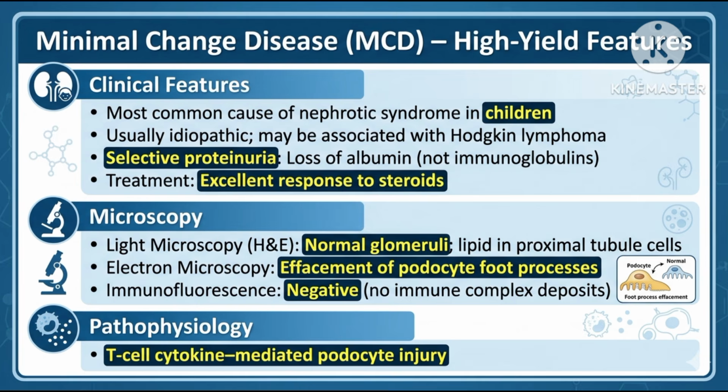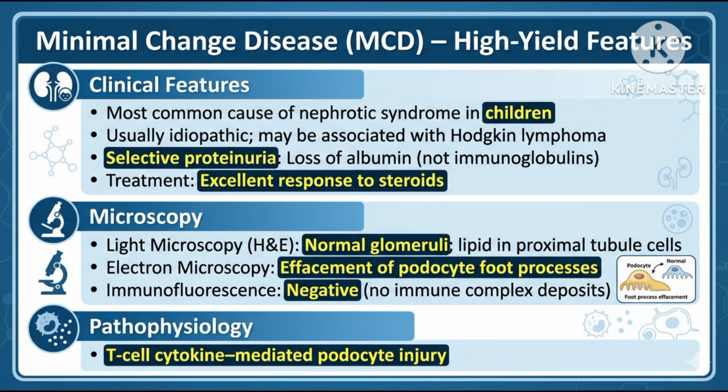7 things you should remember about minimal change disease. It is the most common cause of nephrotic syndrome in children, may be associated with Hodgkin lymphoma. Pathophysiology involves T-cell mediated podocyte injury causing impaired charge barrier leading to loss of protein in urine. It has excellent response to steroids.